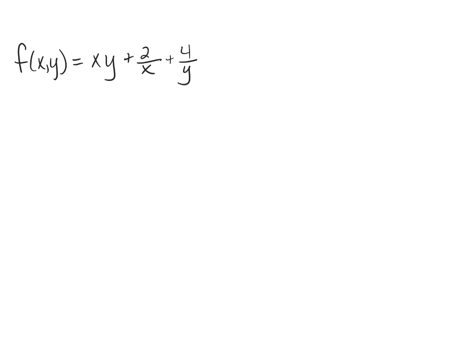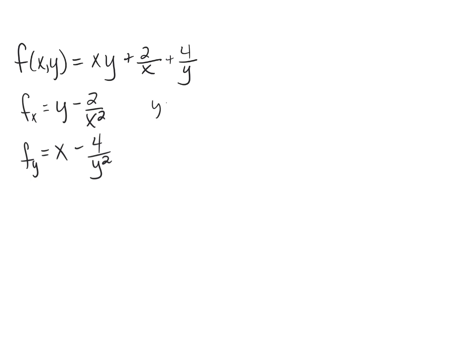Okay, one more example. Let's find our first partials. First, with respect to x, I'm going to get a y here. Now this guy right here is x to the minus 1, so I get a minus and a square on the bottom. Do the same thing with y. I get x, and this is going to be minus 4 over y squared.